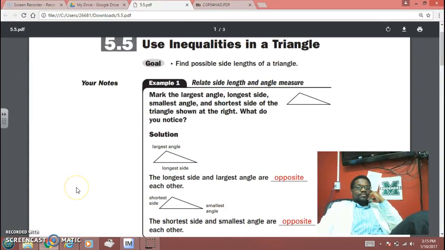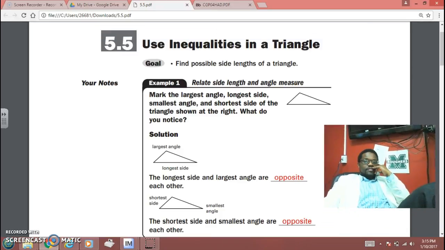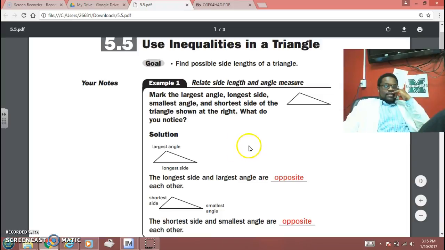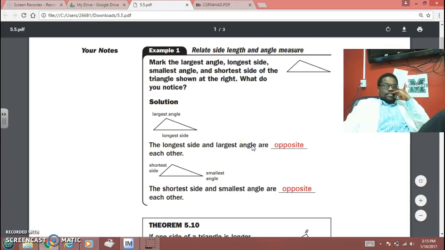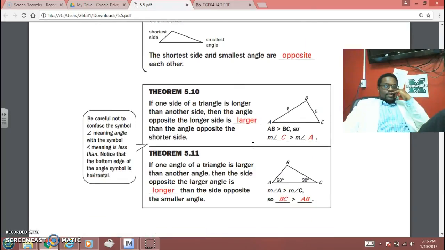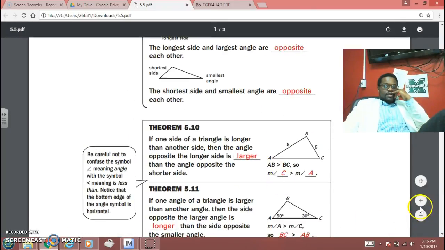Okay. So, we have this triangle here. Well, inequalities in a triangle, I should say. This is something you should really pay attention to. This page right here.